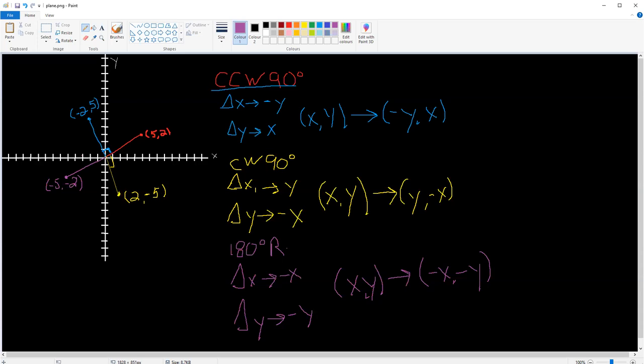So hopefully this helps you understand how these three algebraic descriptions of rotations were derived.